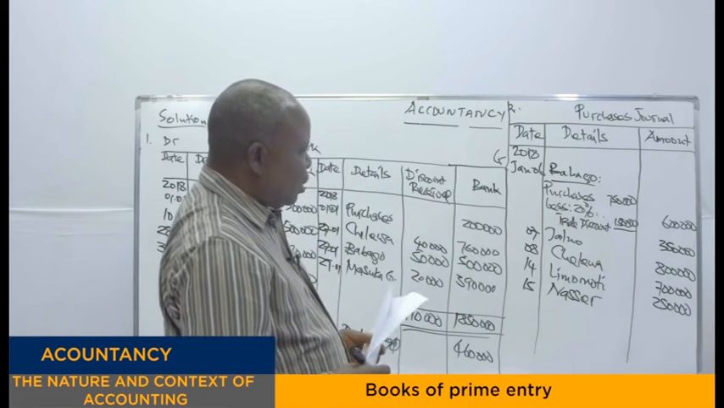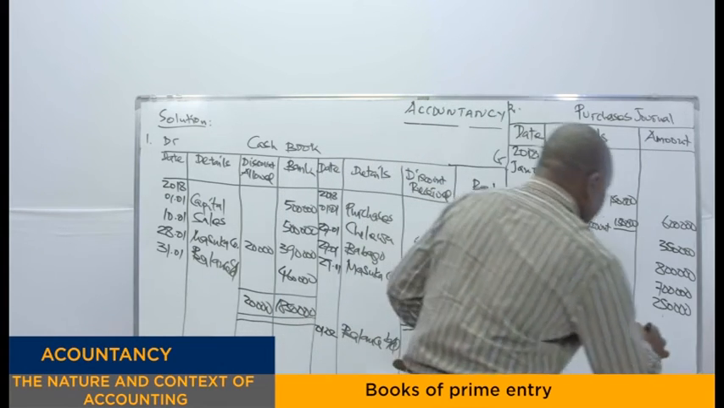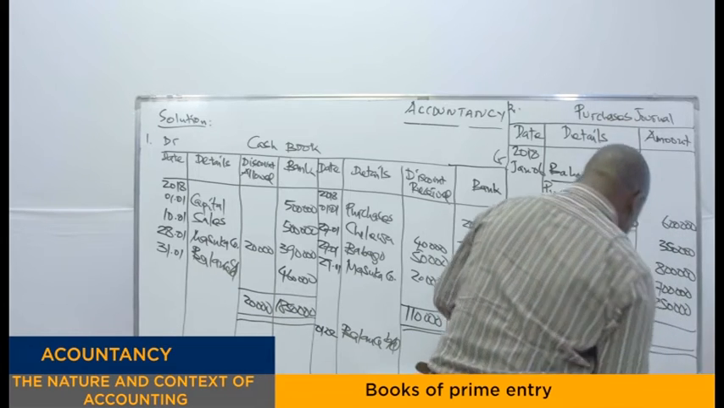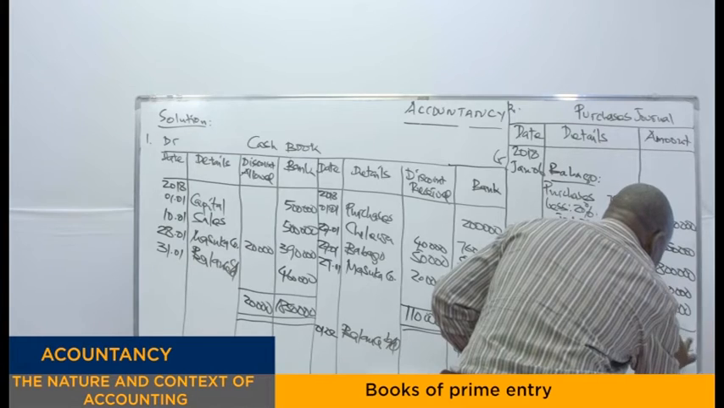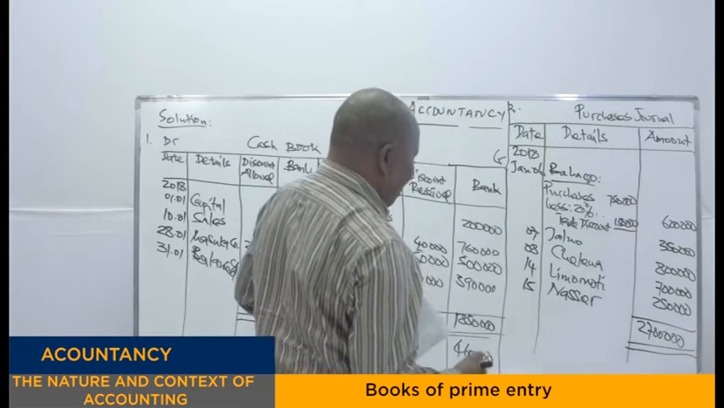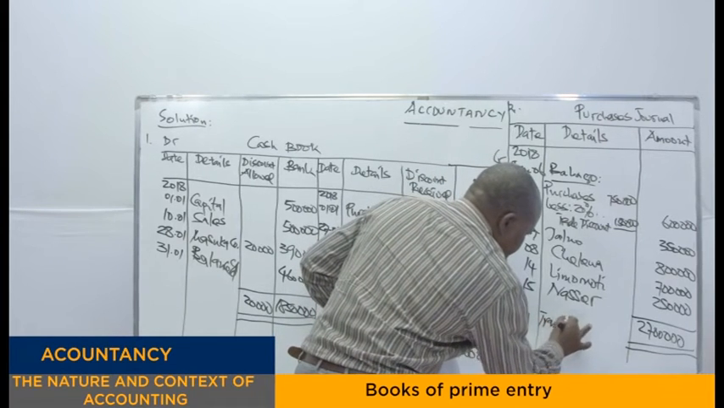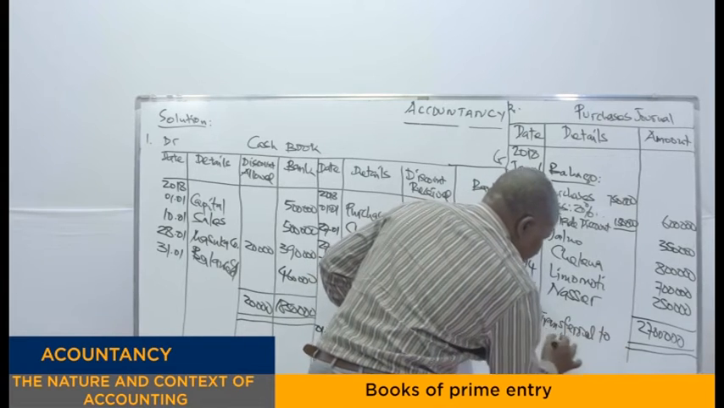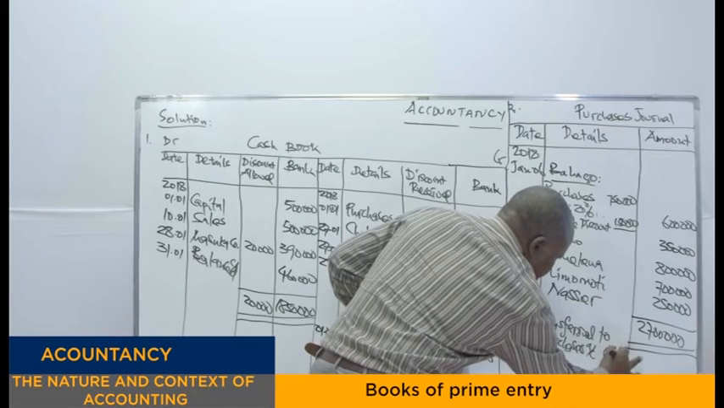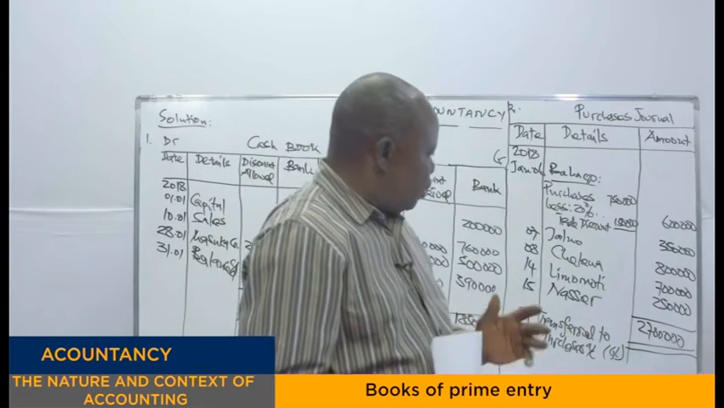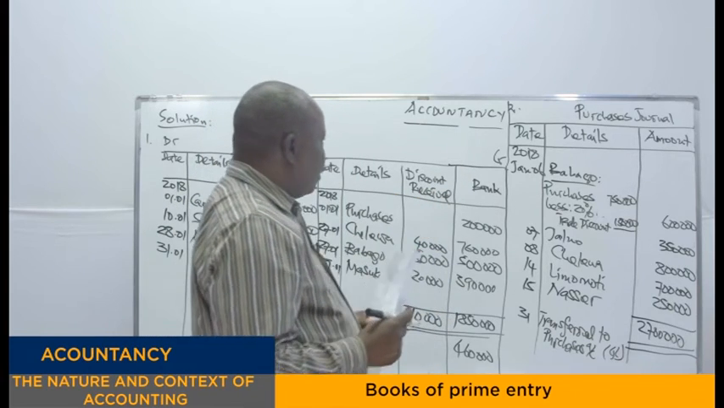So we just added this total, and the total now will be transferred into general ledger, into purchases account. So the total here, if you add it properly, you'll get 2,700,000. Now this total will be transferred at the end of the month, that is on 31st, to purchases account, into general ledger, 2,700,000. So we are through with the second book of original entry. Now we are going to the third one.